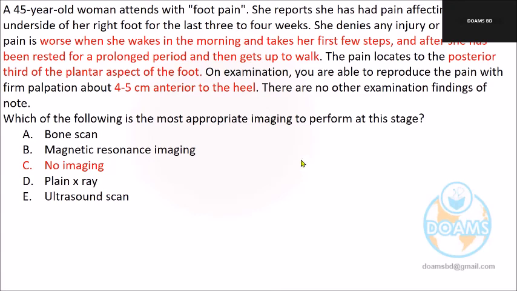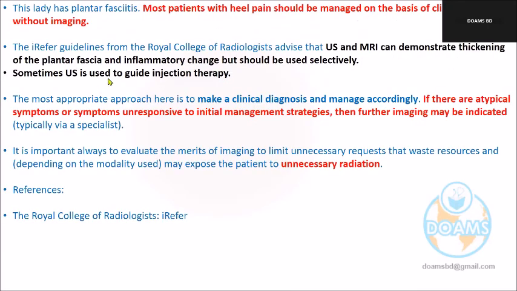Okay, so this is the extraordinary thing we have to learn to be a family physician, and this is the explanation. Ultrasound and MRI can demonstrate this. This is good, but should be used selectively, not for all patients. So the Royal College actually advised not to go for imaging. Most patients with heel pain should be managed on the basis of clinical findings without imaging. What is the treatment? Physiotherapy, painkillers and others. For this reason, going for imaging would be the worst step, and the patient will definitely get some unnecessary radiation also. A little hazard is there.